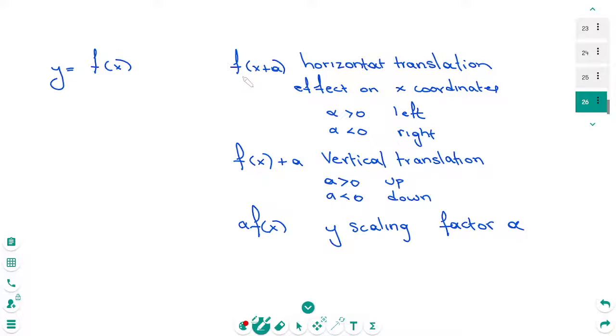The first transformation is f(x + a). This is a horizontal translation by a units, either right or left. If the number a is positive, it's going to the left. If the number a is negative, it's going to the right.